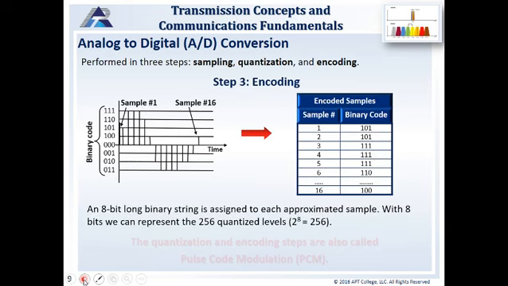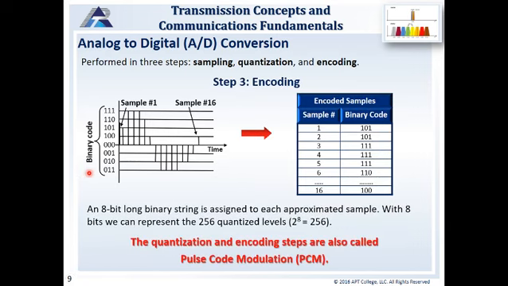The third step is encoding. An 8-bit binary string is assigned to each approximated sample. With 8 bits, we can represent 256 quantized levels. So when we're talking about binary, we've got an 8-bit word, and each different 8-bit number corresponds to a predetermined level on our sample, and those are going to be transmitted in binary code. When we combine quantization and encoding, this is pulse code modulation.